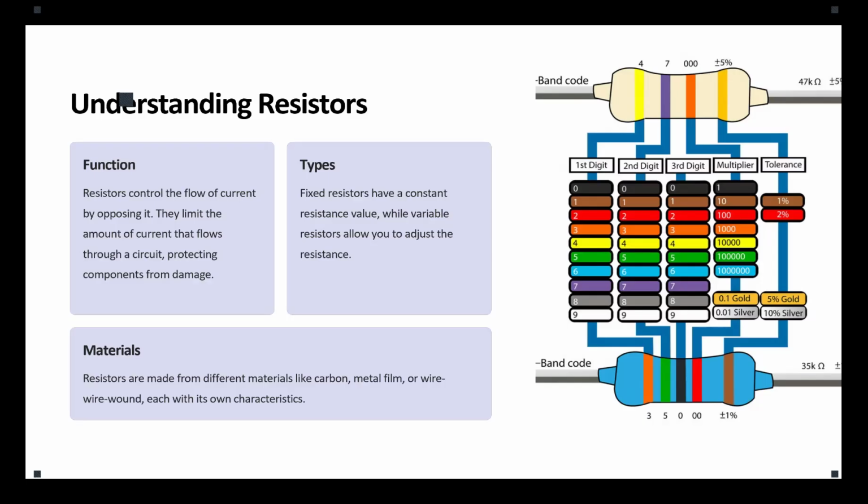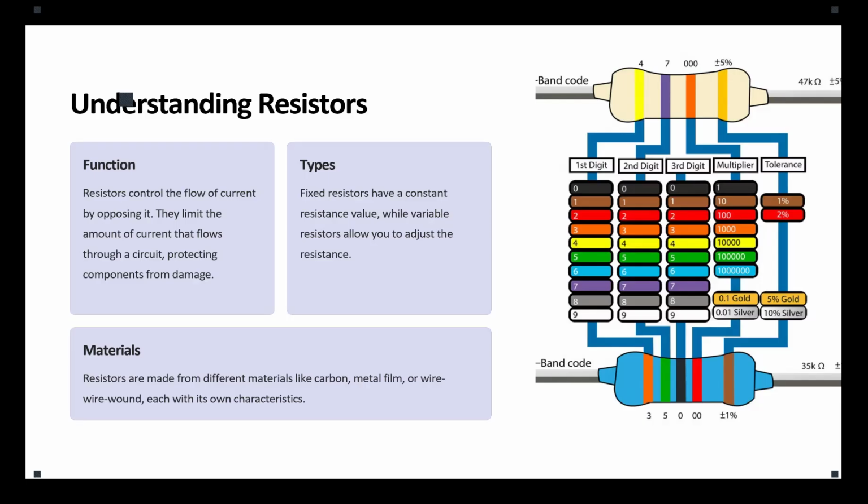Okay, you are going to work with that in the lab also. There could be different material in it. It could be a carbon-based resistor, metal film resistor, or wire wound resistor. Each of them has its own characteristics and gives you a certain level of accuracy when it comes to the resistance of that resistor.